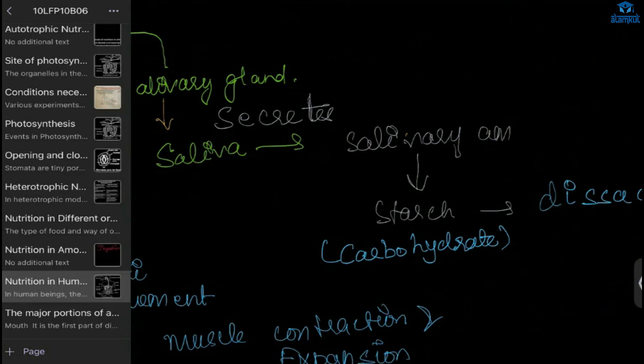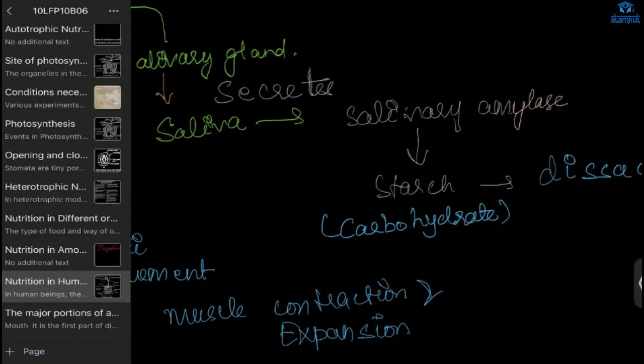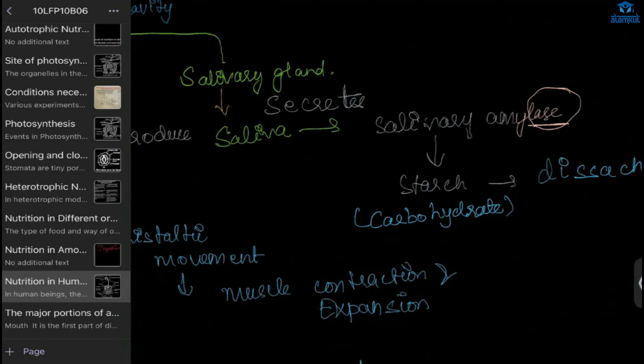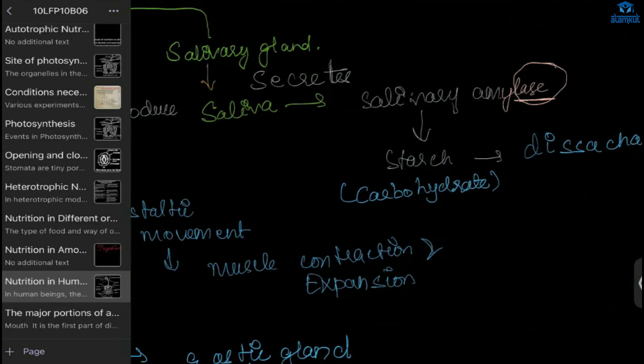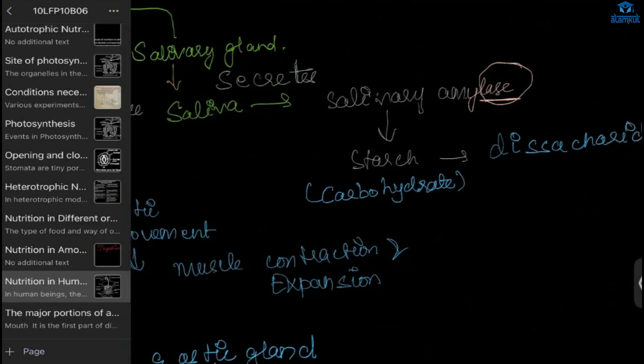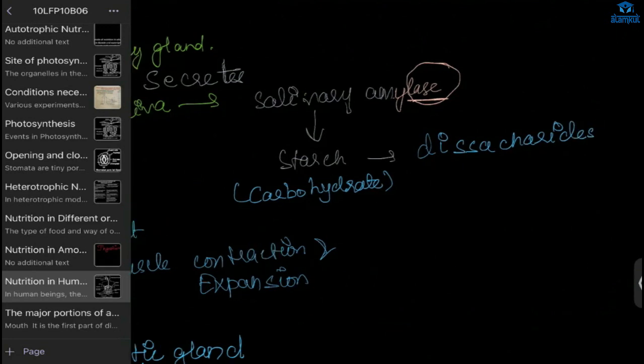When you see the "ase" at the ending, what is that? See, here we have salivary amylase. So when you see the "ase", you can take it as this enzyme is going to act upon carbohydrate. Okay. So here the starch will be converted into a simpler form, disaccharides.